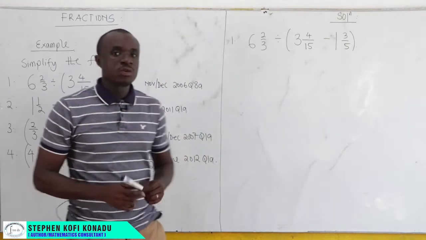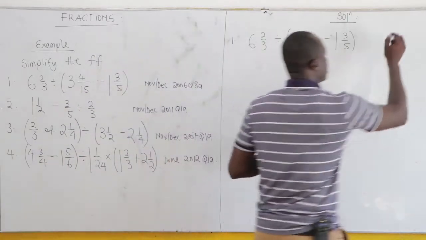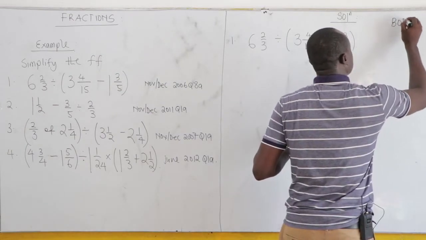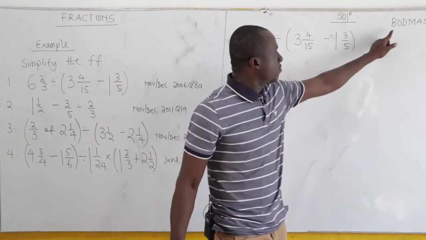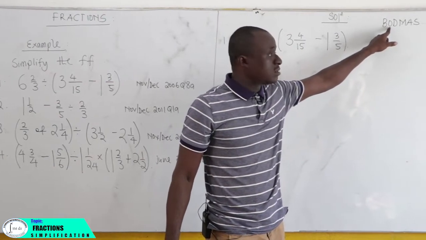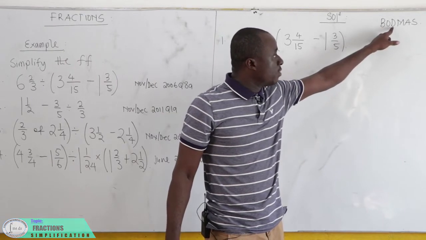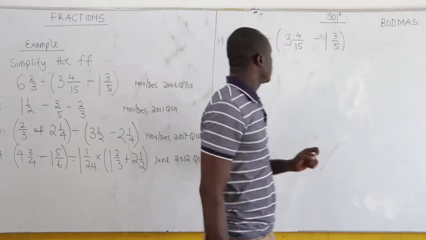Now first, let's know the order of operations. We shouldn't forget BODMAS. So first, we should start with brackets if you have any bracket. And then the "of", that is change to multiplication. Then we have division, multiplication, addition, and subtraction.